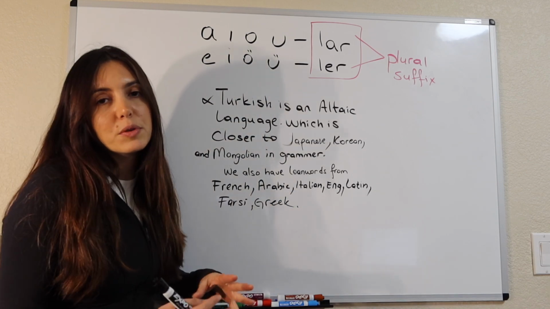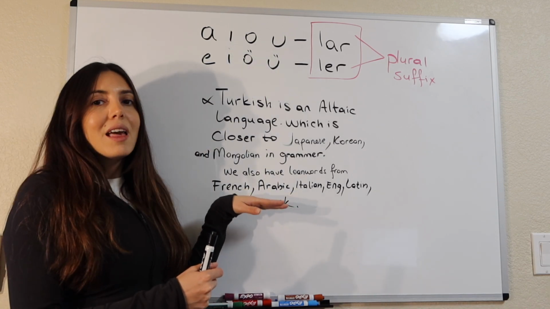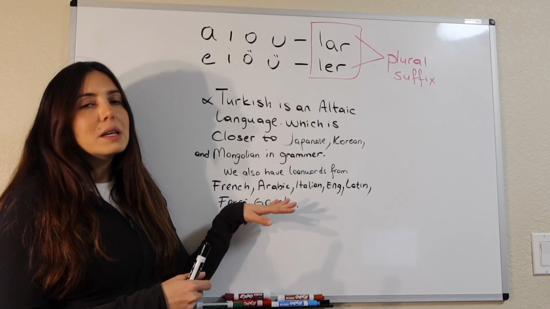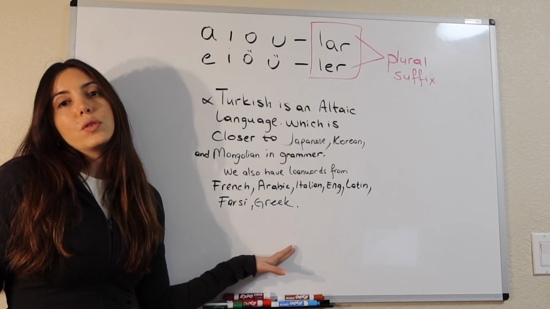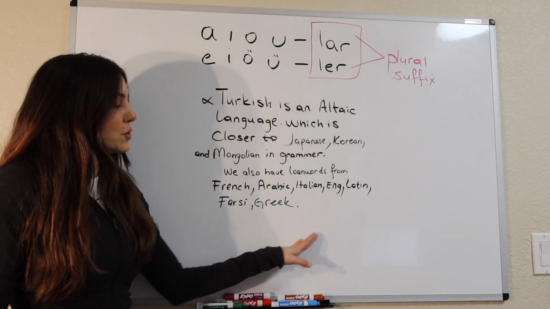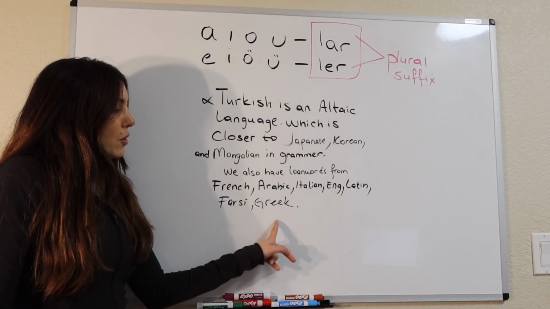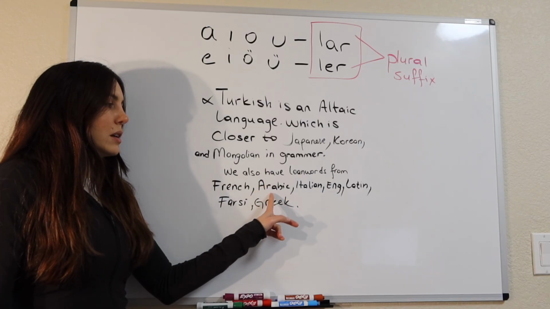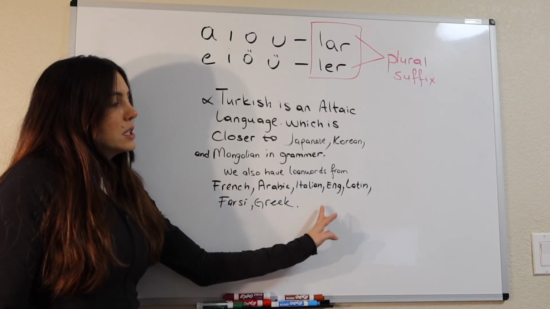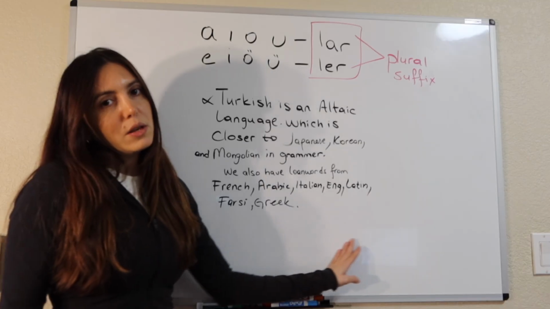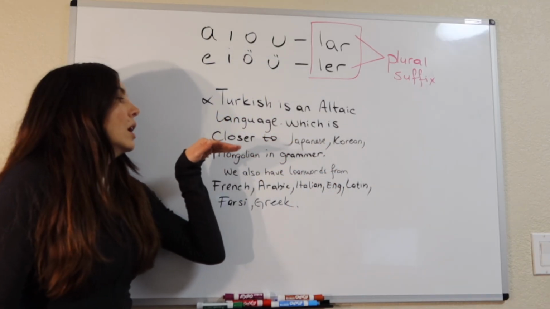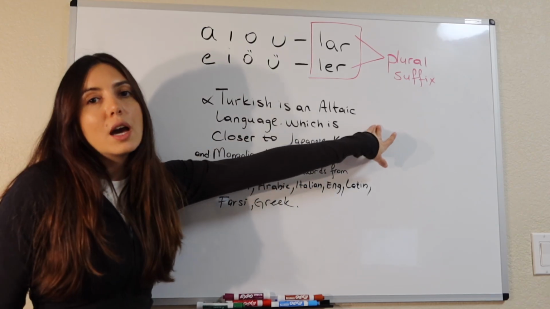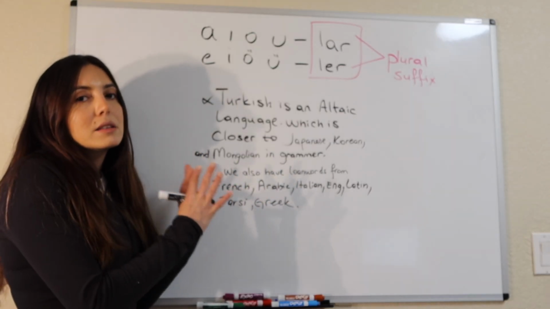Arabic and Hebrew come from a Semitic language family. They're completely different. And when it comes to Farsi and Greek, they come from an Indo-European language family. So Indo-European family, Semitic language family, French, Italian, English, Latin, these are Latin language families. Turkish, Mongolian, Japanese, Korean, these are all Thai languages. I want to make this very clear.